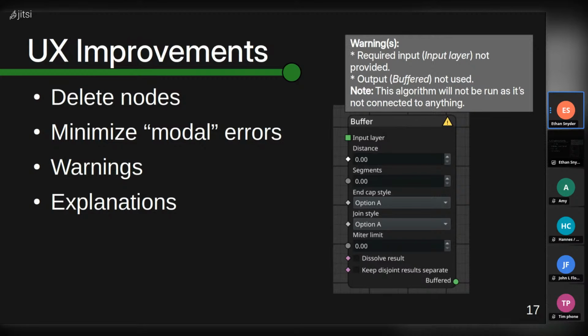And another fun warning: hey, the output of this tool, the output buffered layer, you're not using it anywhere. Why am I buffering something if you're not going to use it? And then at the bottom, we have another note, because this guy's just floating out in space, that says, hey, this algorithm will not be run as it's not connected to anything. So if you're building your model and you're wondering why isn't my output buffered, you go into the model and you see, oh, duh, it's not connected to anything. So it's not going to be executed. Yes.